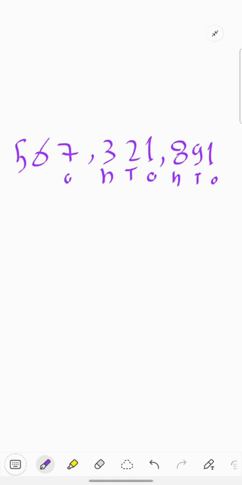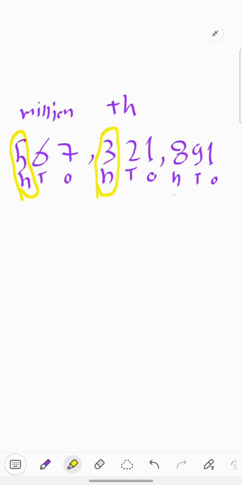So again, ones, tens, hundred. The first three numbers are ones. The second three numbers are thousand, and the third three numbers are a million. So first you need to circle the hundred with its digit, and the ones with tens in a circle.